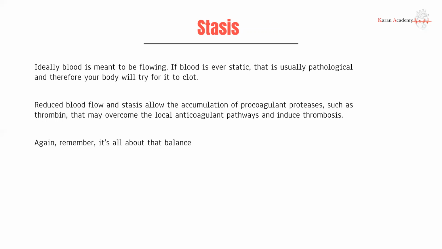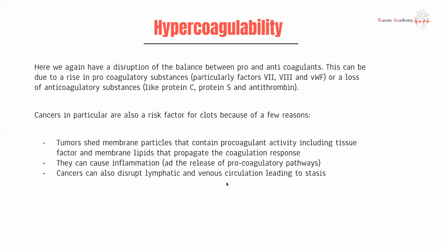When blood is flowing normally, these proteases often don't have enough time to actually kickstart that clot formation process. With normal blood flow, you often don't have an accumulation of these proteases at a high enough level to cause a thrombus formation. However, if you're not moving, you can have an accumulation of these procoagulant proteases causing thrombosis. Next, we have hypercoagulability.